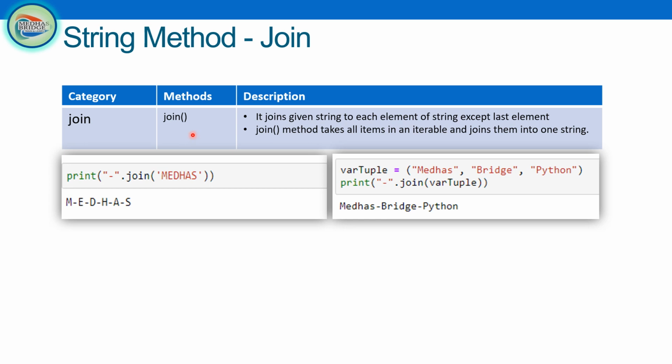String method join. It joins the given string to each element of a string except the last element. The join method takes all items in an iterable and joins them into one string. The join method is a powerful way to concatenate strings efficiently, especially when dealing with a large number of strings or when you want to join the elements of a list with a specific separator. Here is an example. By using join, we get this. In a tuple, the join method joins the strings this way with a separator.